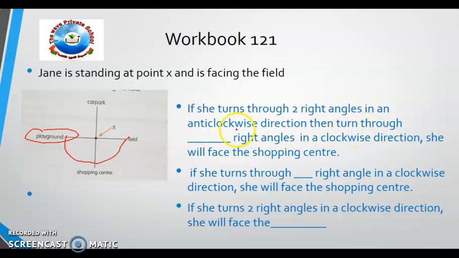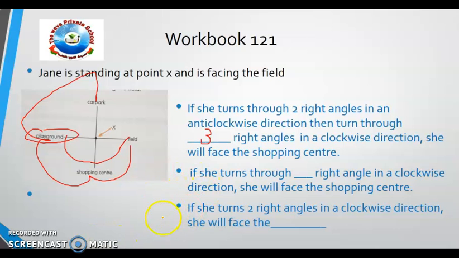Then she turns through dash right angles in a clockwise direction. Now this clockwise she has to turn, because the clock is moving from this side. So how many angles she turns in a clockwise direction so that she will face the shopping center? From this side she must face the shopping center. It means she must be here. So I will draw 1 right angle, 2 right angle and 3 right angle, because she is facing the shopping center. So how many right angles did she turn? 3 right angles. Okay.